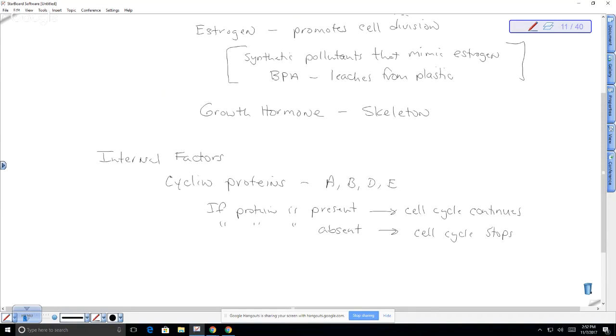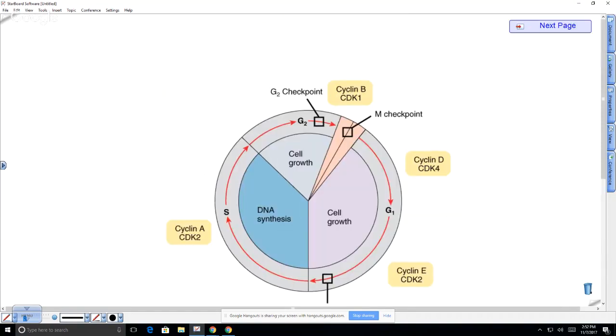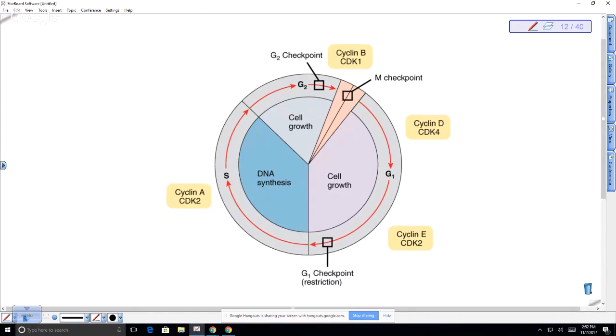So in your book, you don't need to know the details about this, but notice how there are little checkpoints along the way, and these checkpoints correspond to a particular cyclin being present, okay? So for example, after the genetic material is replicated, cyclin A has to be present in a relative amount of abundance in order for the cell cycle to continue. So that is one internal mechanism for how we regulate if a cell is going to stop or if it's going to continue to be allowed to reproduce.